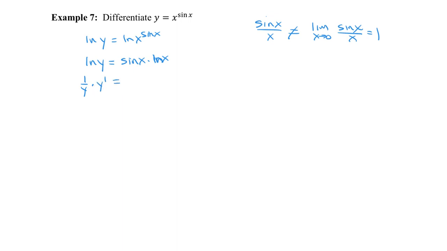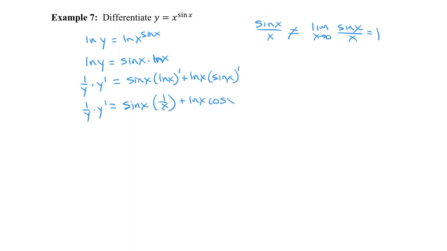Then over here, I think this time I'm gonna do the product rule the traditional way. The traditional way is first term times the derivative of the second term plus the second term times the derivative of the first term. Okay, last time we did it the other way, algebraically, they're both equivalent, so it doesn't really matter how we do it. So you get 1 over y times y prime equals sine of x times 1 over x, all right, because this time we take the natural log of x, and it is with respect to x, so it's just 1 over x, plus natural log of x times cosine of x.